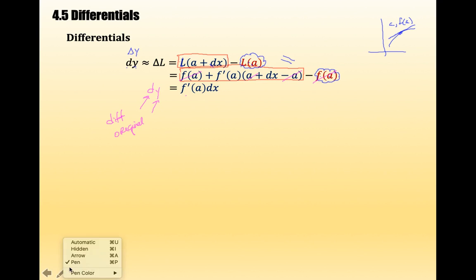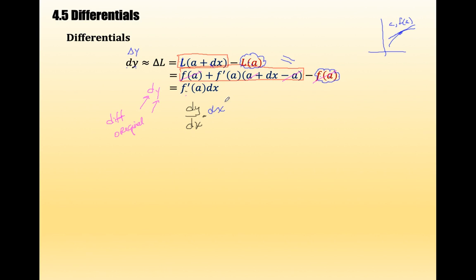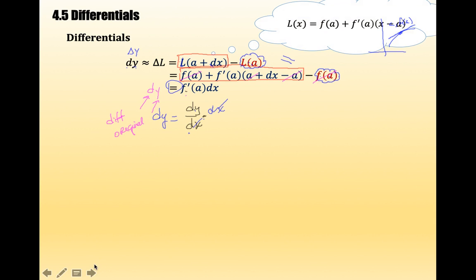Now, check this out. Remember, slope is really dy over dx, right? Slope is dy over dx. What happens when you multiply dy over dx times dx? You get dy. OMG. Rise over run times run is just rise. All right, well, that's swell.